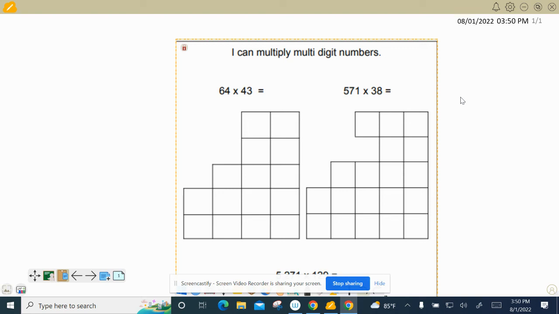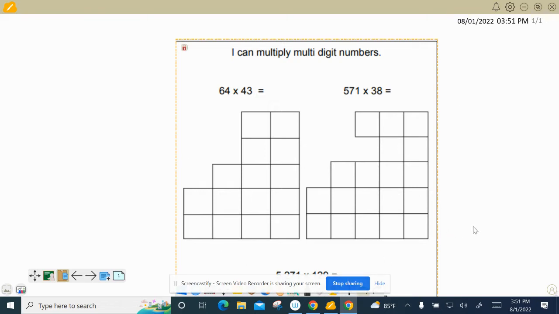Good morning. In this video, we are going to be multiplying multi-digit numbers. So the most important thing with this is to remember your times tables. We're going to do the first one together. I'm going to have you do the second one kind of on your own. And then the third one is a super challenge. We're going to kind of do a mix of on our own and together.